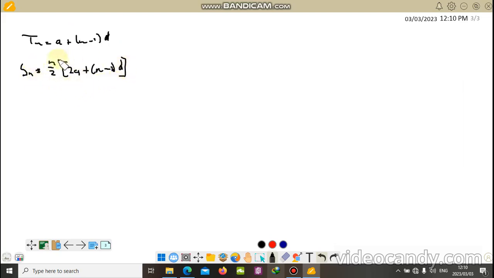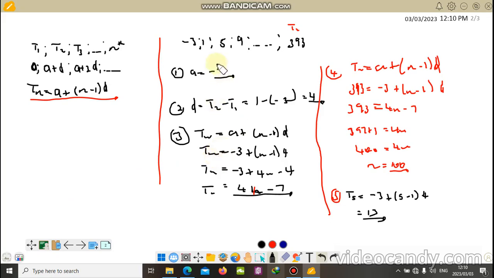So this one is for finding the sum. Let's go back a bit. Let's say, for example, they say find the sum of the first 3 terms: -3, 1, and 5. Find the sum. Sum means you add them together. So if they say find the sum of the first 3 terms, it means we're going to add the first 3 terms. It's going to be this plus that plus that, right?